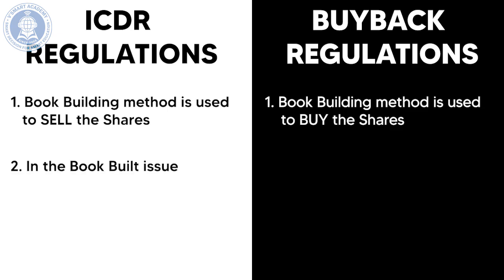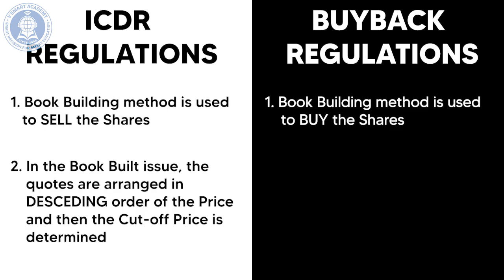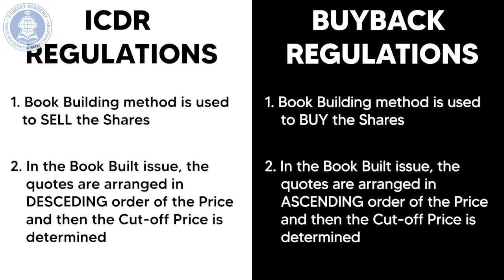Therefore, in the book built issue as per the ICDR regulations, the quotes are arranged in the descending order of the price, and then the cutoff price is determined. Whereas in the buyback, the quotes are arranged in the ascending order of the price, and then the cutoff price is determined. Once the cutoff price is determined, all the shares that have been accepted should be bought back at the same price, which is the cutoff price. I repeat, the buyback price for all accepted shares should be the same.